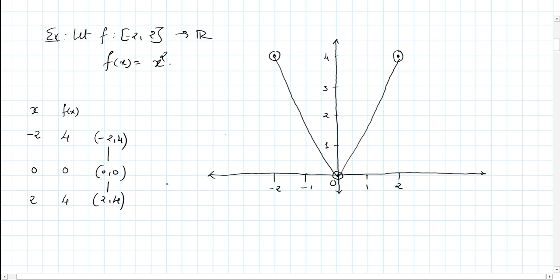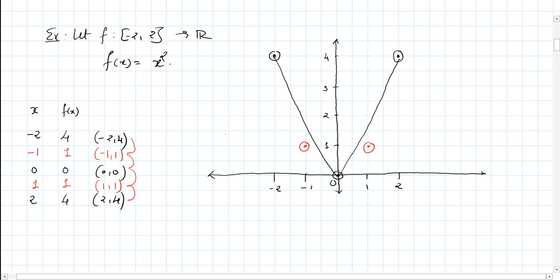Now what I am doing is adding extra points between them. So before 2, I am introducing -1, and here I am introducing 1. So -1's image is 1, and 1's image is also 1. So the corresponding points are (-1, 1) and (1, 1). So (-1, 1) is a point somewhere here, and (1, 1) is a point somewhere here. Now we will join these with line segments in increasing order.